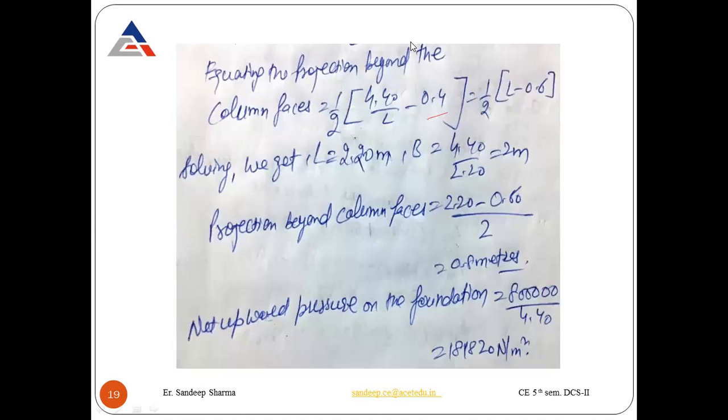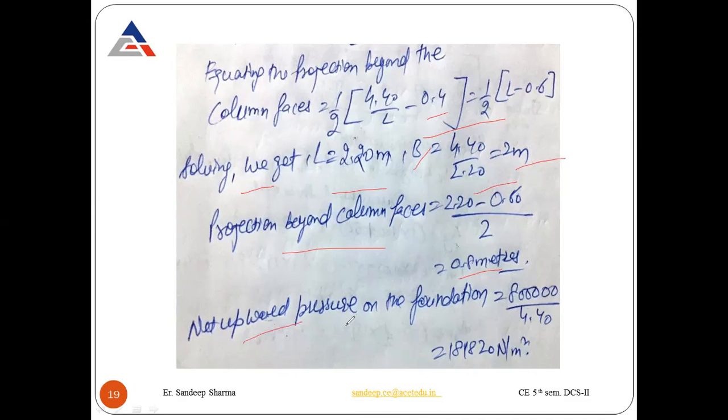So we get the length as 2.20 meter, and after getting the length, we put it in this equation that you can see here. Then after getting the length, you will get the width by dividing the area. So the projection beyond the column face is 2.20 minus 0.60, which is 0.8 meters. This 0.8 meters is basically the projection beyond the column face.